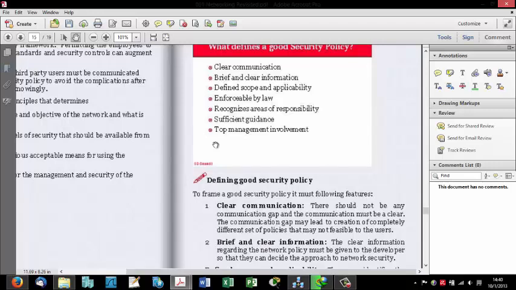So define policies, teach them. Top management involvement is very important because the policy is for everyone.